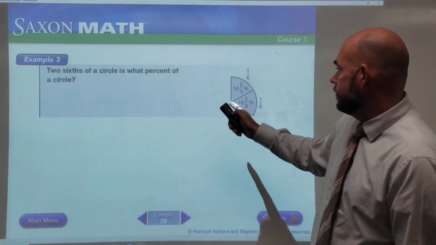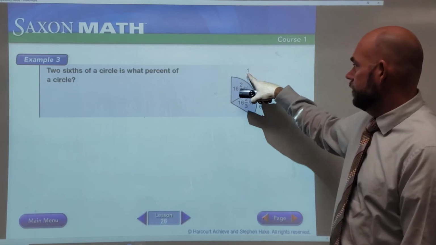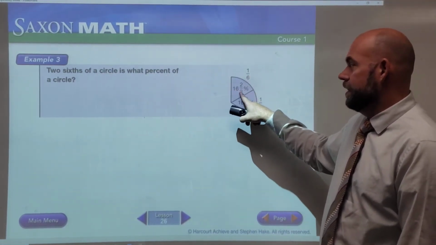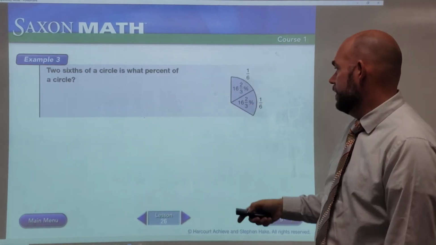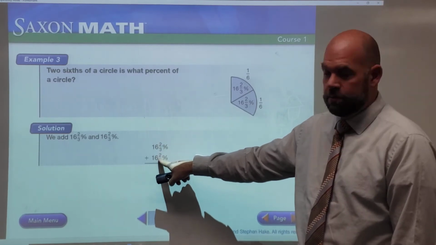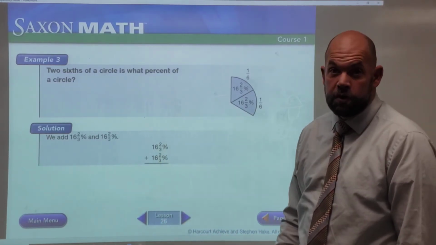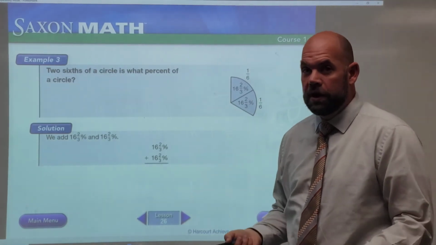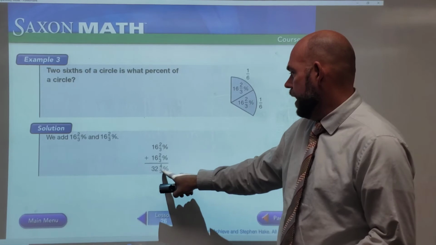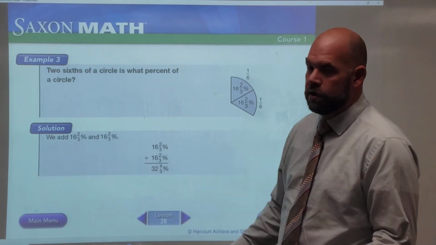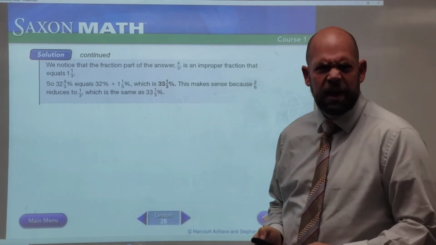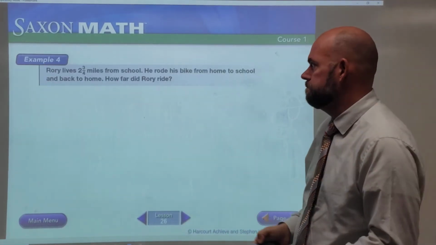All right, 2/6 of a circle is what percent? So we take 1/6, add 1/6, and we line those up. 1/6 is 16 2/3%. So we're just going to add that again. We're going to line it up by putting the fraction part first. 2/3 plus 2/3 is 4/3, which also changes to 1 1/3. So if we add 16 and 16, we get 32. But then we're going to add that 1 1/3, so it'll be 33 1/3. Okay? I know I'm going kind of quickly through this. You can rewatch it if you want.